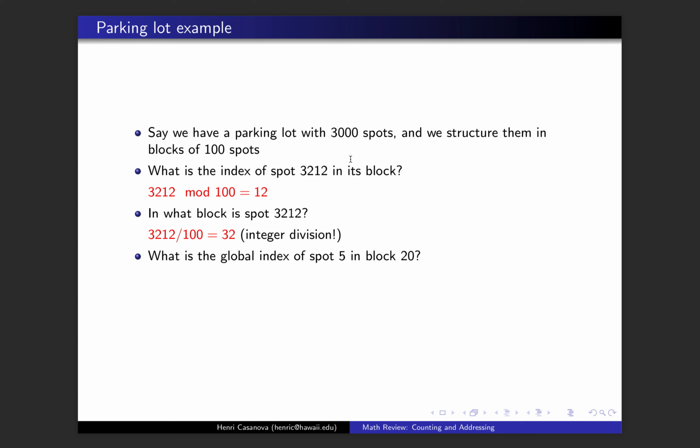And then if I tell you, oh, I want to park my car in spot 5 of block 20, and then you ask me, okay, well, what spot is that in the whole parking lot? I need to give you the global index, meaning a number between 0 and, in this case, 2,999. And so the answer to that is, I'm in block 20, every block is 100. And so the first spot in my block is going to be the spot of index 20 times 100, which is 2,000. And then I am spot 5 in there. Therefore, overall, that spot is spot 2,005.